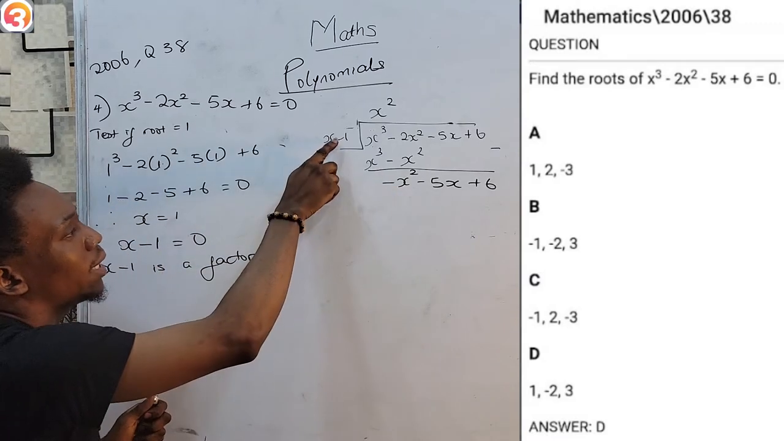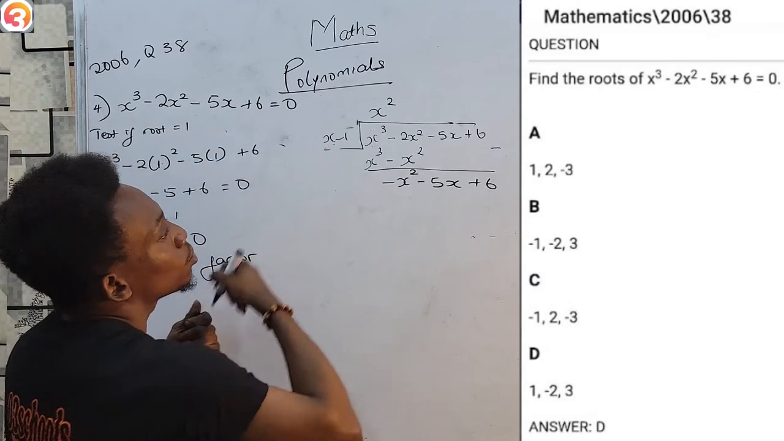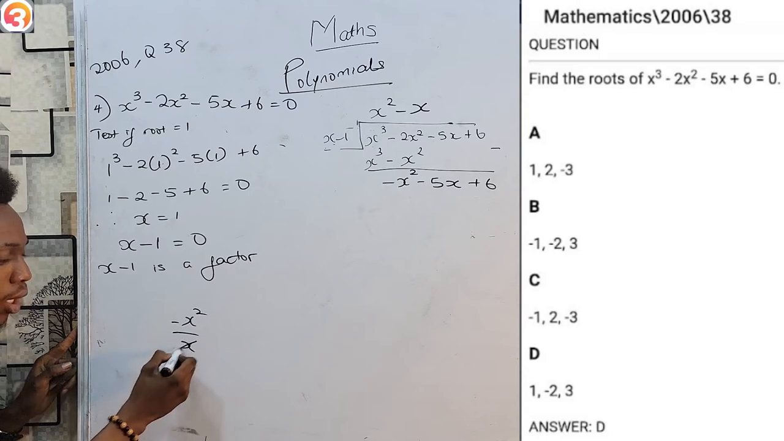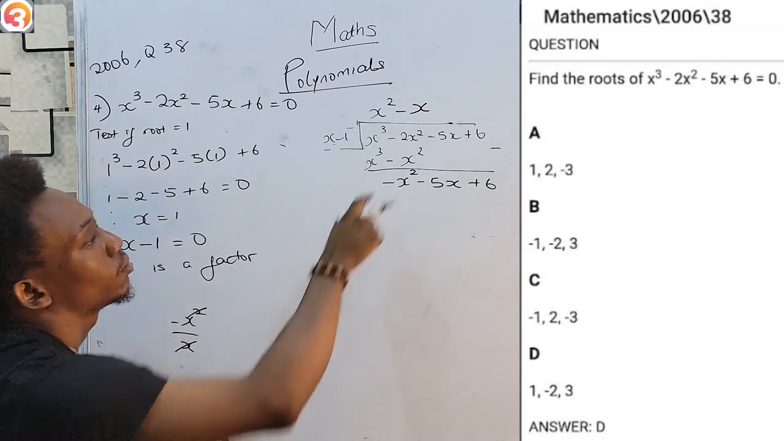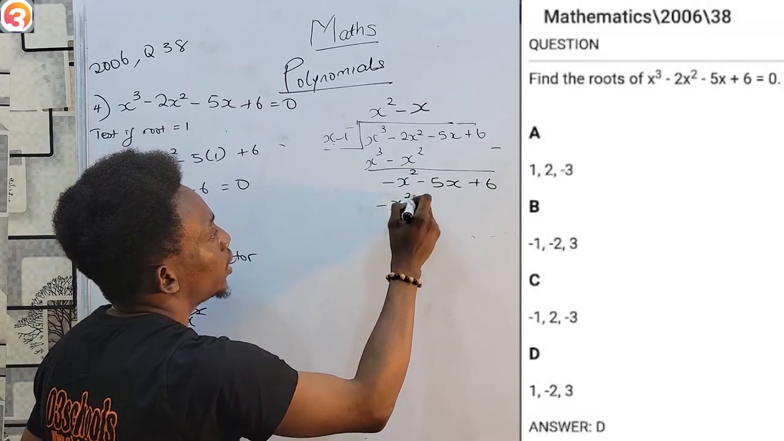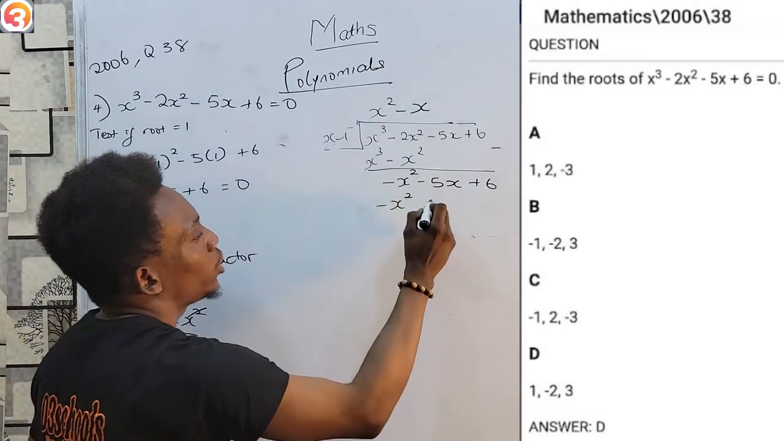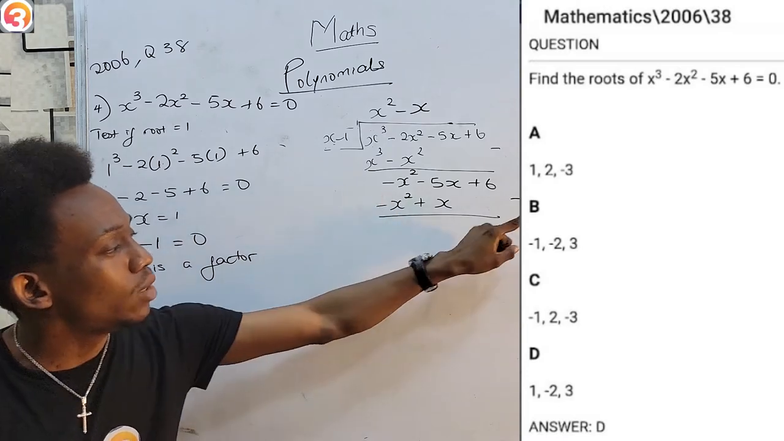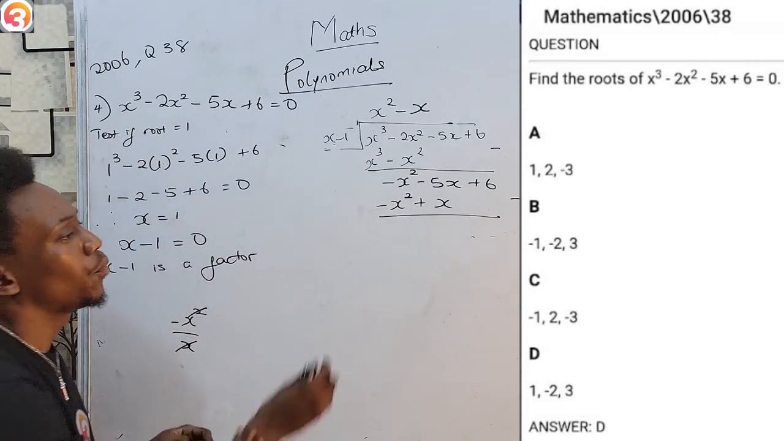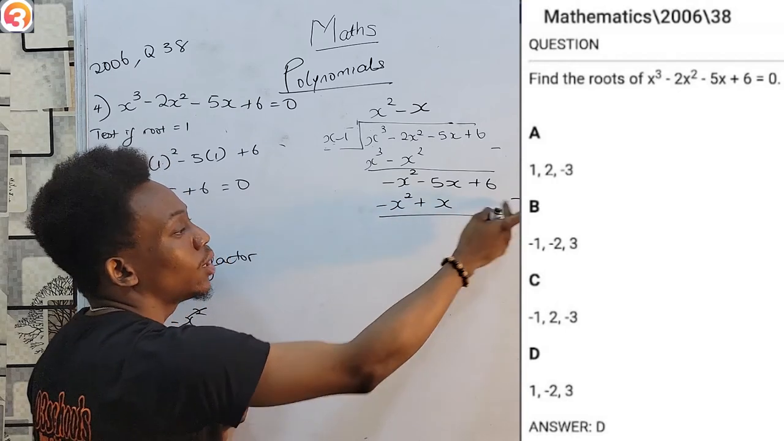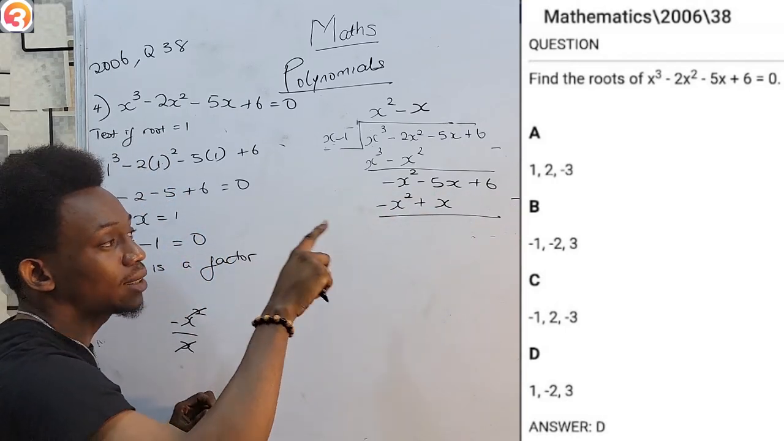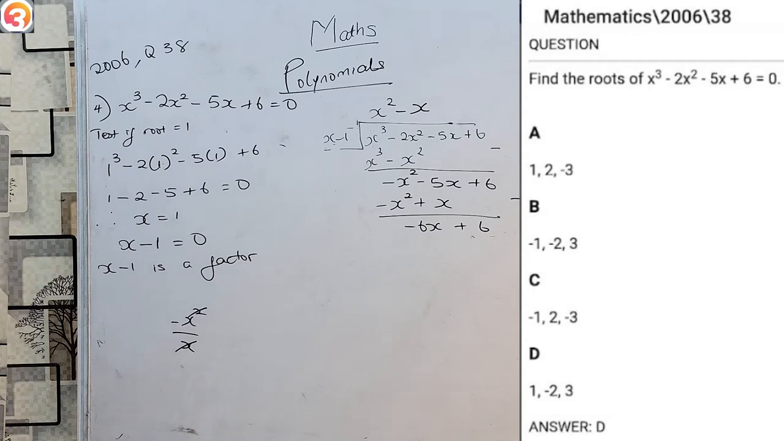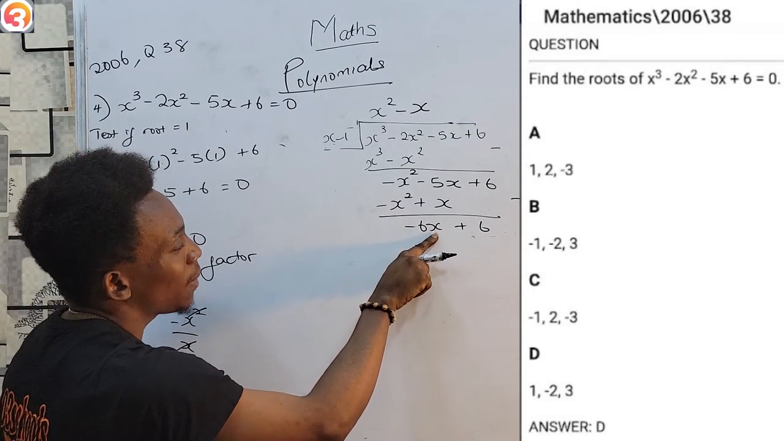Minus x squared divided by x. Minus x squared over x must be minus x. Can always check it here now. Minus x squared over x, x cancels out the square. So minus x. Minus x times x is minus x squared. Minus x times minus 1, minus times minus is plus x. And then we subtract again. Minus x squared minus minus x squared is 0. That's gone. Minus 5x minus plus x, minus times plus is minus. Minus 5x minus x is minus 6x plus 6. Okay, then one last division, because I still have x here. Minus 6x over x.